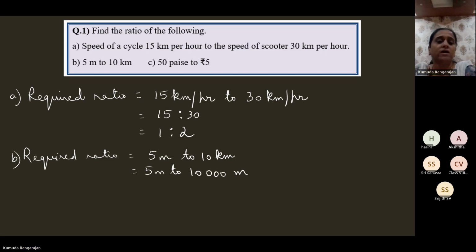So in the second one, we have 5 meter and 10 kilometers. So you cannot say 5:10, 1:2. No, that's wrong because the units are different. So convert kilometers to meter. Add 3 zeros. So 5 meters to 10,000 meters. Now find the ratio.